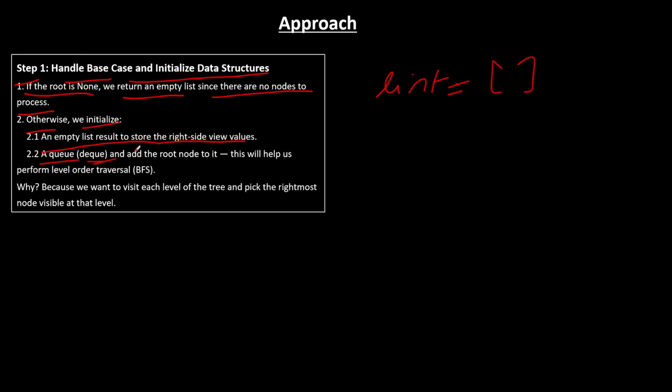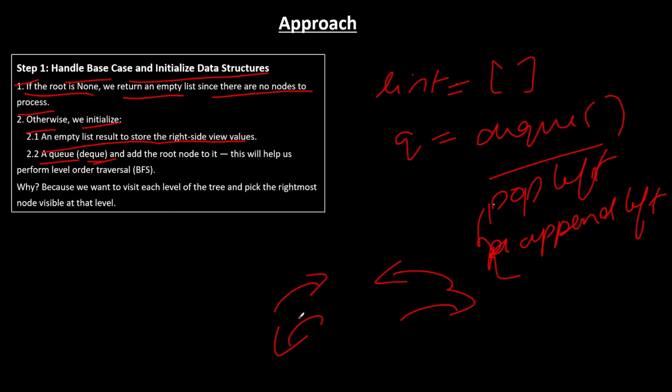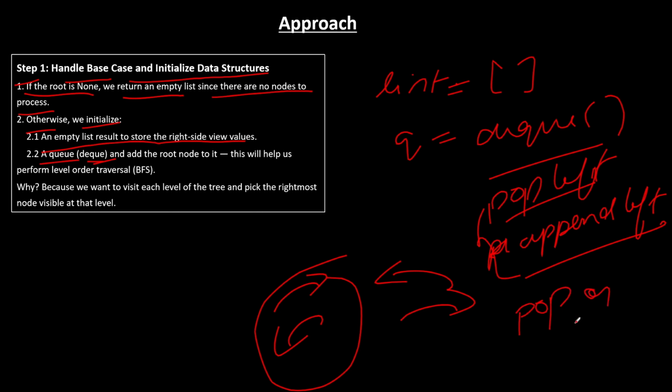Then a queue, which is a deque basically. Why deque? We could do pop left, append left. If you remember, in a deque we can push from the back, pop from the back, and push from the front and pop from the front. Front is done by writing pop left and append left, and push and pop from the back is just done by pop or append. Right? This will help us perform level order traversal. And why are we doing this? Because we want to visit each node of the tree and pick the rightmost node visible at that level.